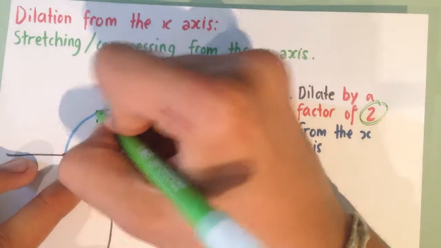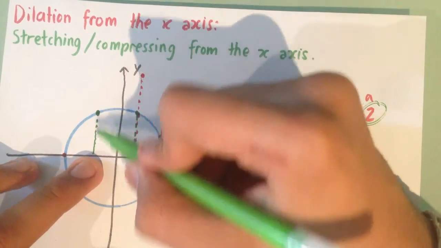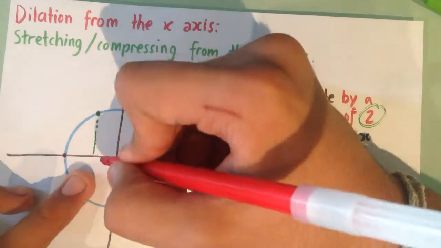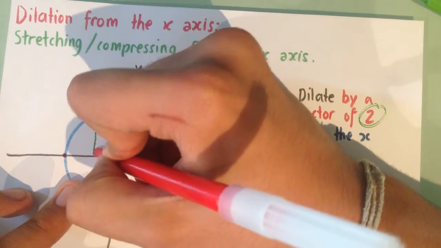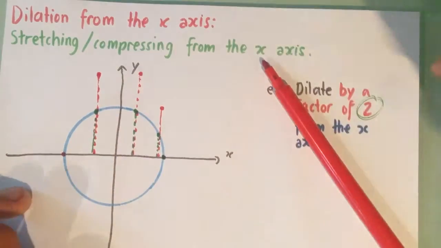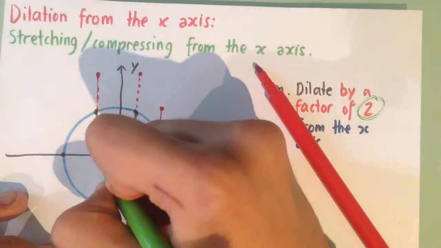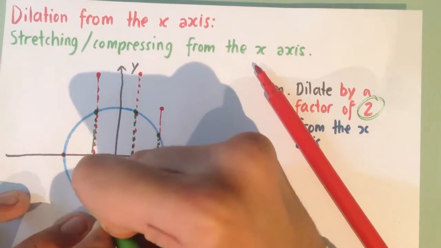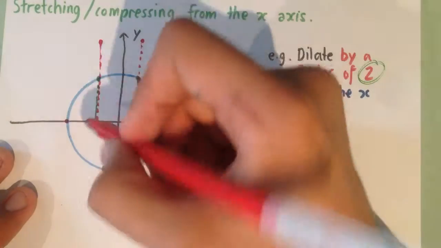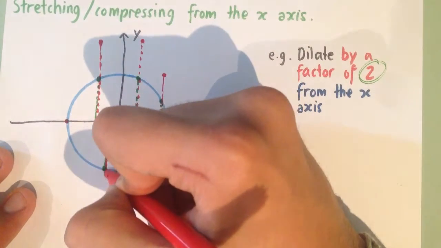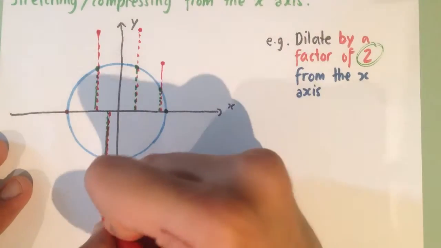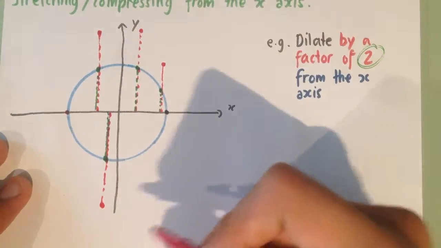If you take this point here, the distance between this point and the x-axis is this green line. The dilation factor is 2, so we're going to multiply this distance by 2. Okay? And same with this side of the graph. If you take this point here, the distance from the x-axis is this green line, and we need to multiply this distance by 2 because we're stretching it until it's double the original length. Okay, so that's the new point.